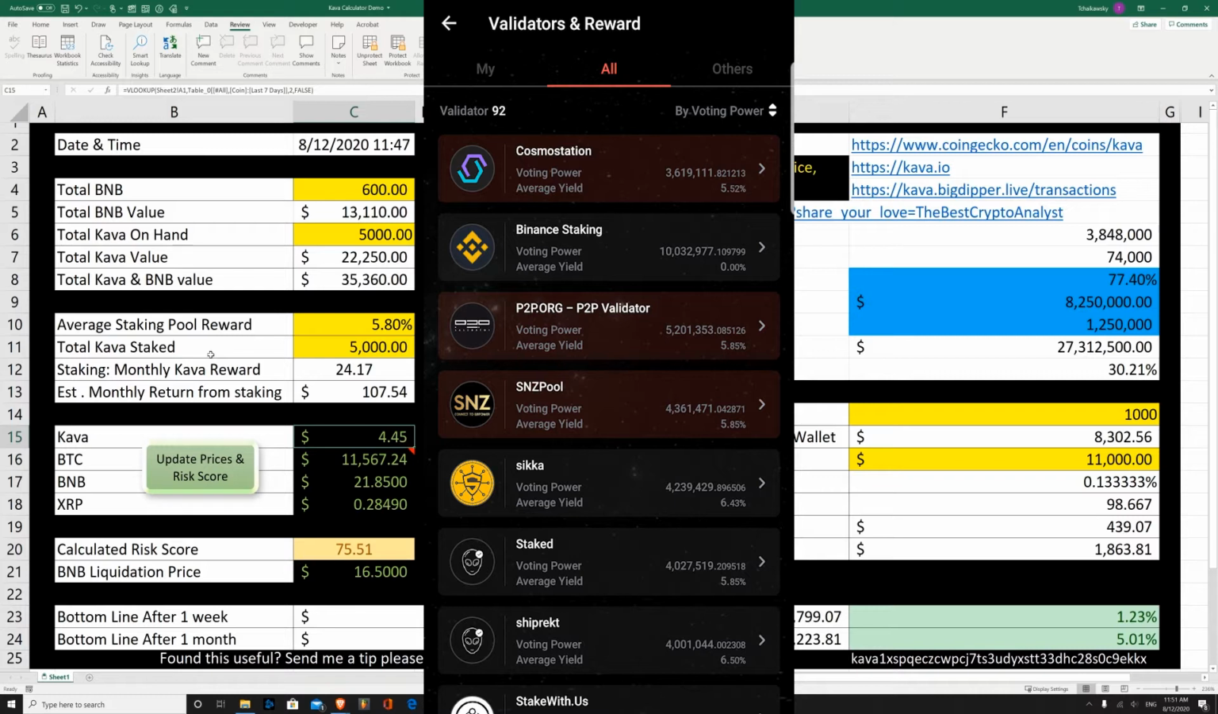You want to take a look at what the average yield is. Here we see that the average yield for P2P.org at this time is 5.85, while for Cosmos Station it is 5.52. Binance Staking is offering 0. So you really don't want to find yourself in a situation where you're staking and getting 0 reward.